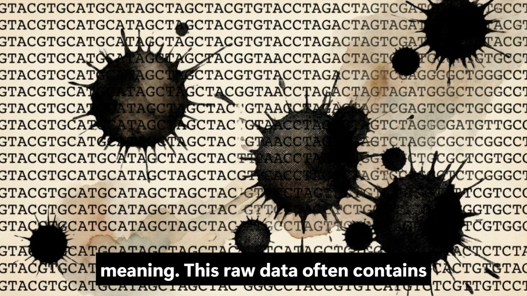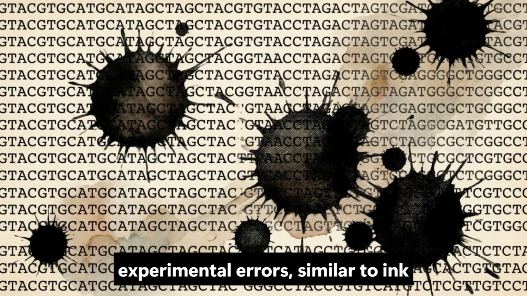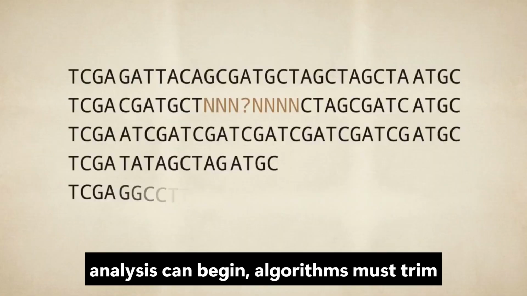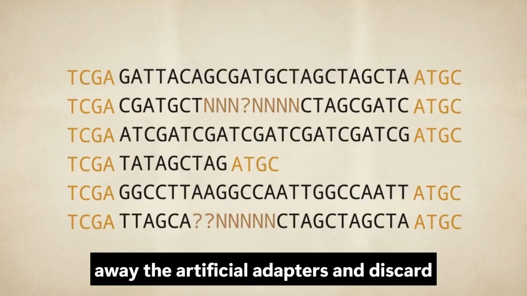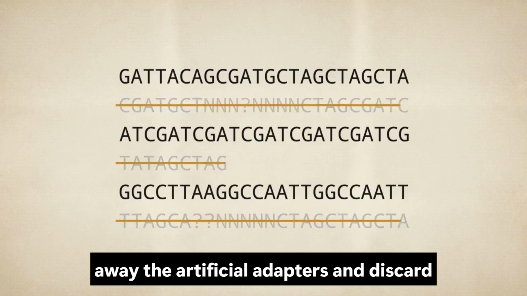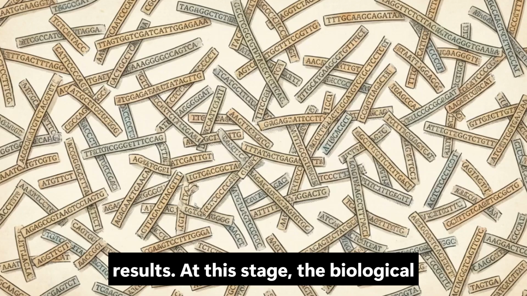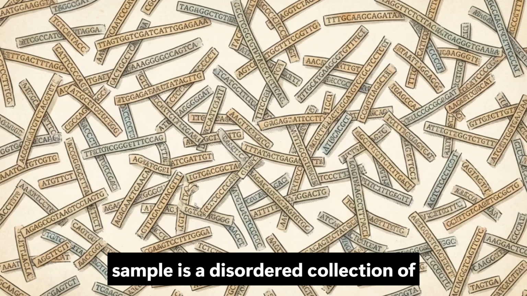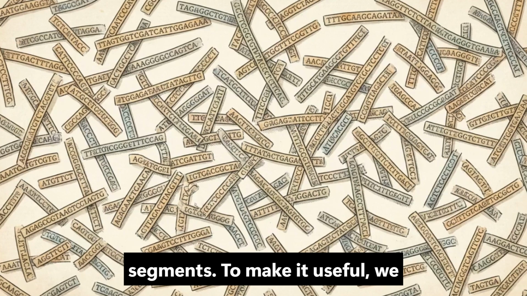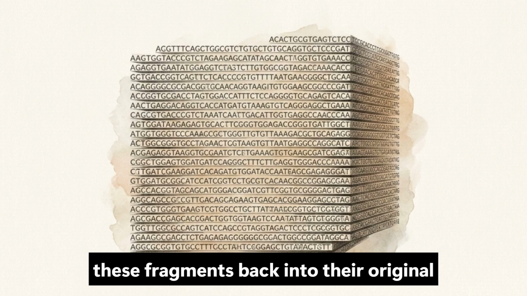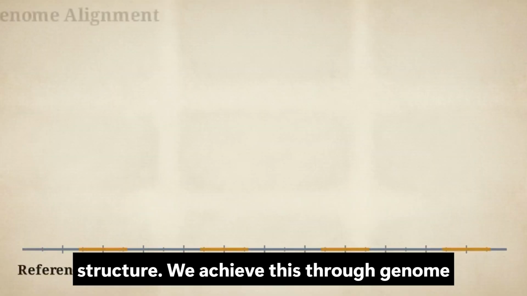This raw data often contains experimental errors, similar to ink splashes on a magazine page. Before analysis can begin, algorithms must trim away the artificial adapters and discard any low-quality reads that could skew the results. At this stage, the biological sample is a disordered collection of segments. To make it useful, we need a computational method to organize these fragments back into their original structure. We achieve this through genome alignment.